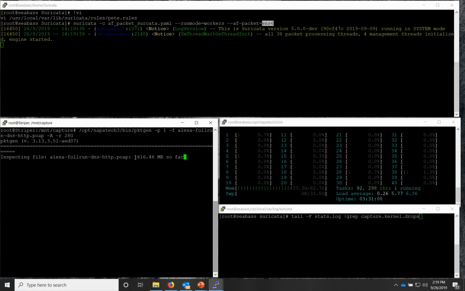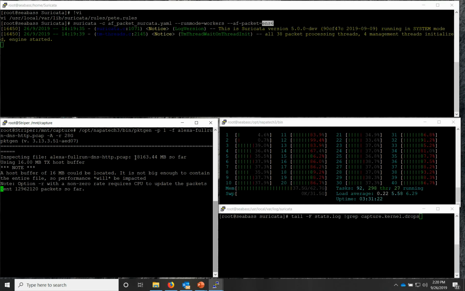And so here we are generating 28 gigabits of traffic into Suricata. You can see the HTOP window. We have activity. All the CPU cores are being utilized, not fully utilized, but they're being utilized. The interface we're using here is the AF packet interface.